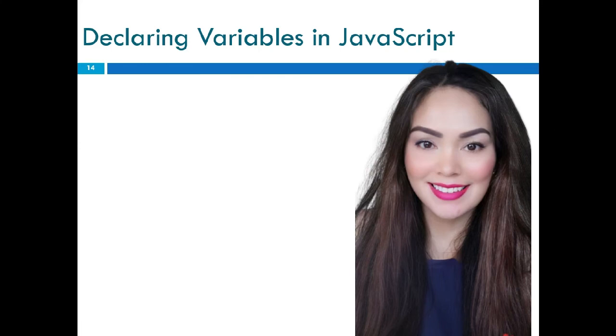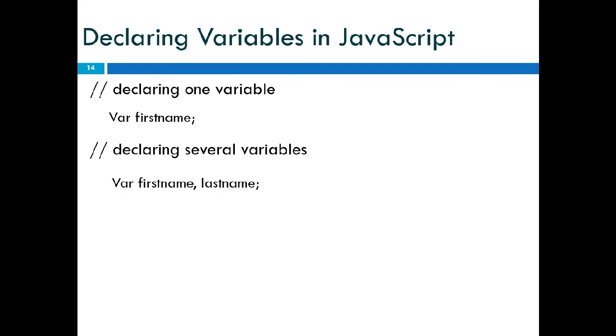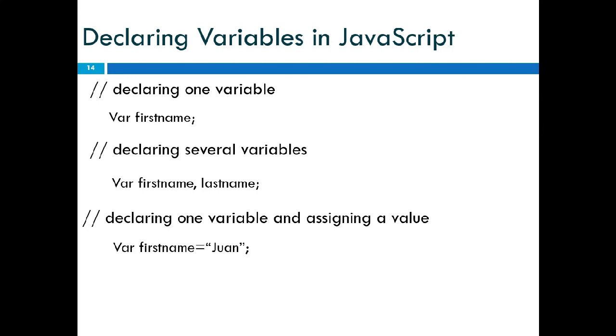How to declare variables in JavaScript? If you declare one variable, write first var space first name with a semicolon. And then declaring several variables, you have to write first var, first name, comma, last name with a semicolon. Declaring one variable and assigning a value: var space first name equals the value is 1 with the semicolon at the end.